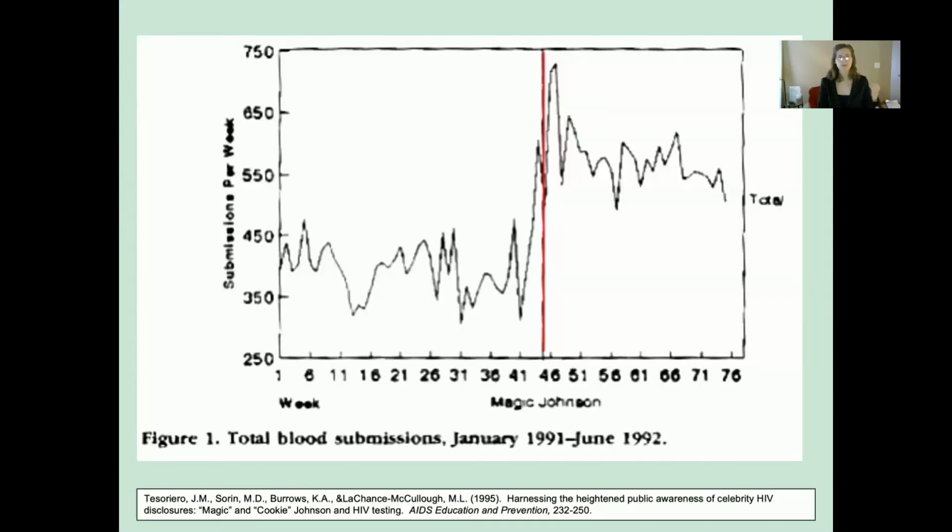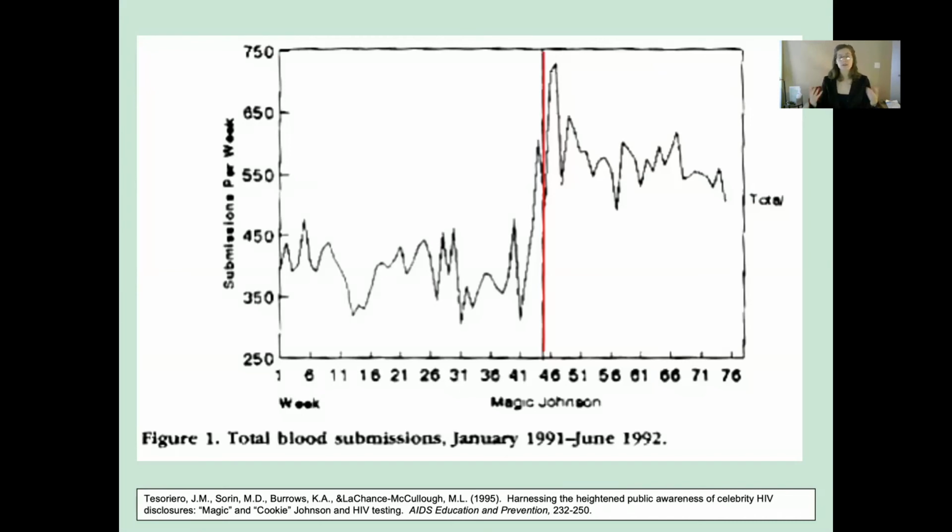And here is this beautiful graph where you can pretty visibly right away see the results. The red line there in the middle is when Magic Johnson announced his HIV positive status. And it looks like the levels after that of people going to get tested are way higher than they were before. It looks like a pretty drastic difference.